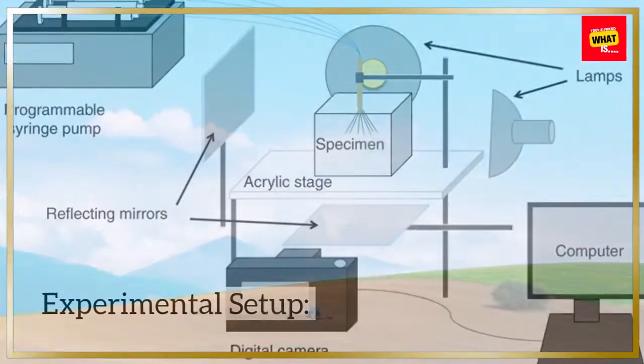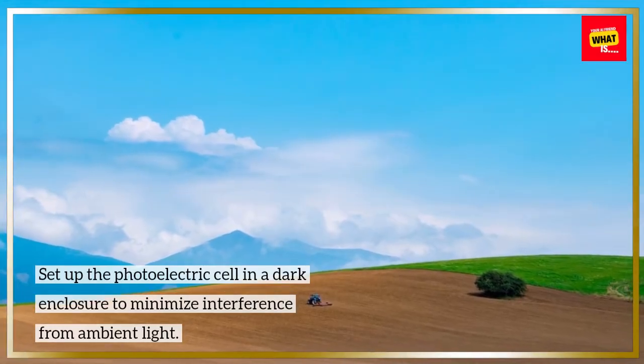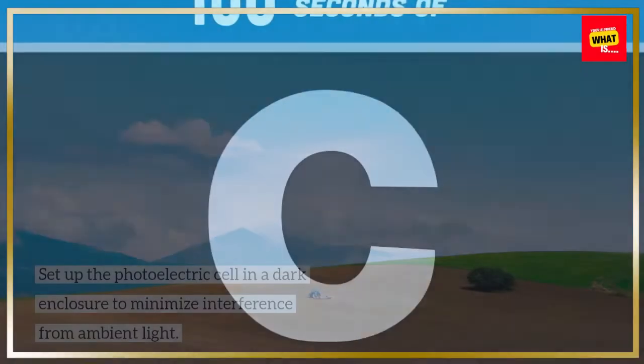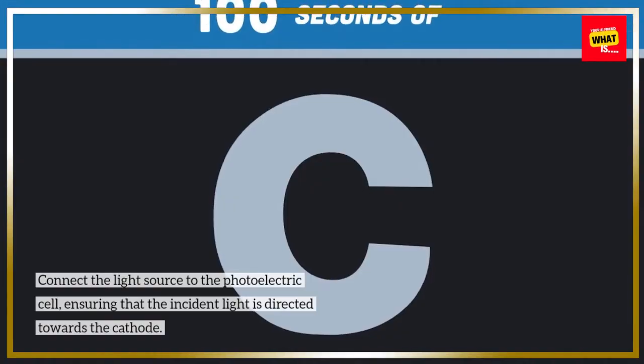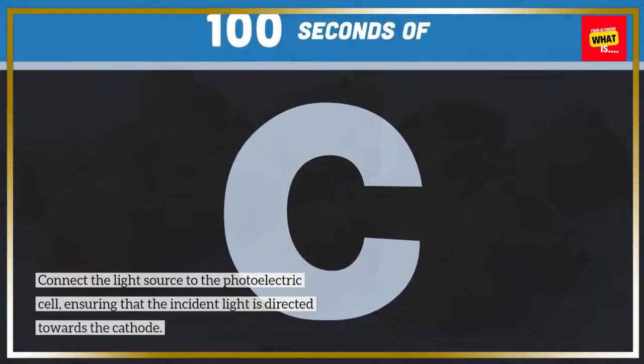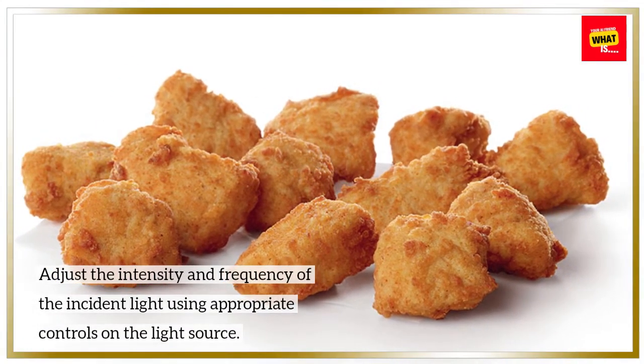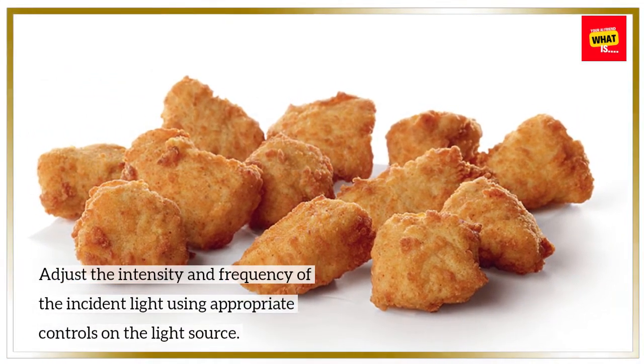Experimental setup. Set up the photoelectric cell in a dark enclosure to minimize interference from ambient light. Connect the light source to the photoelectric cell, ensuring that the incident light is directed towards the cathode. Adjust the intensity and frequency of the incident light using appropriate controls on the light source.